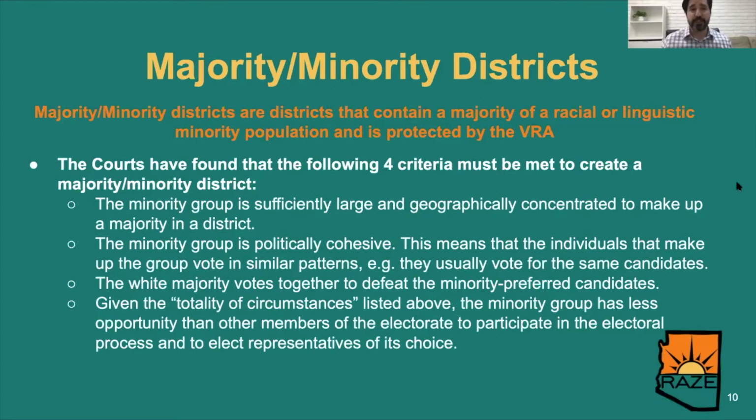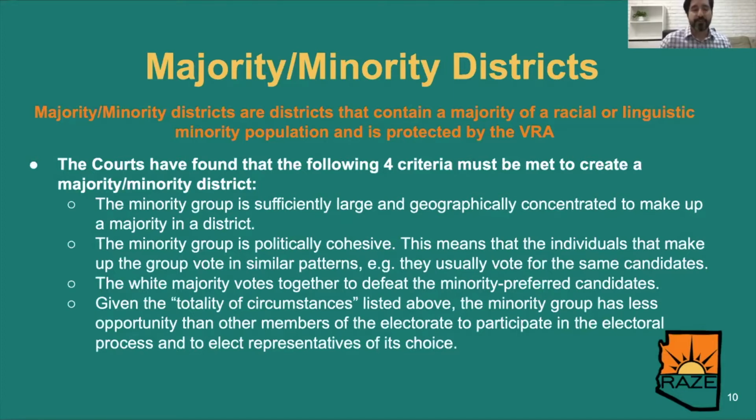A definition, something that we want to define is majority minority districts. These are districts that contain a majority of a racial or linguistic minority population, and this is protected by the Voting Rights Act. In these districts, we have a situation where we have a minority group that might be a smaller amount in a state. We still want to make sure that they're represented overall in that state.